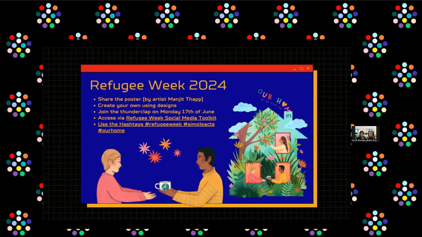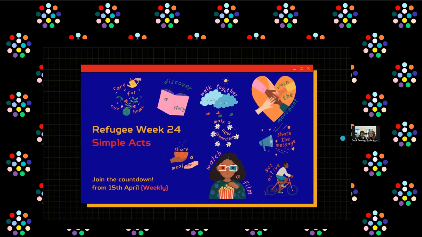And the assets, right? What did you say that? Okay. These are some of the beautiful simple acts that we're going to start counting down from the 15th of April running to Refugee Week. Every week we're going to be celebrating a simple act, and it's a really nice idea for organizations to also think about what kind of content working on Refugee Week that they can share in that time.